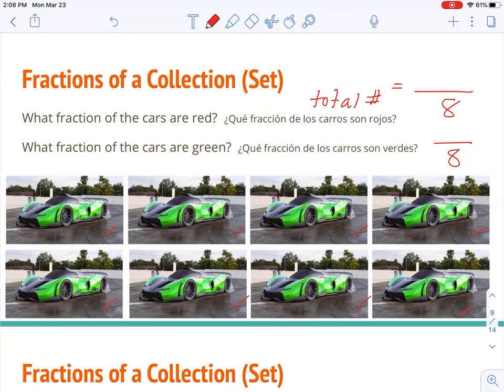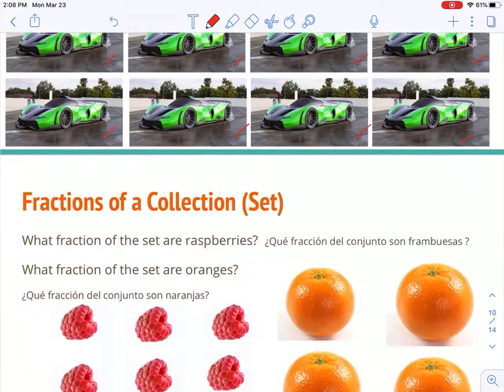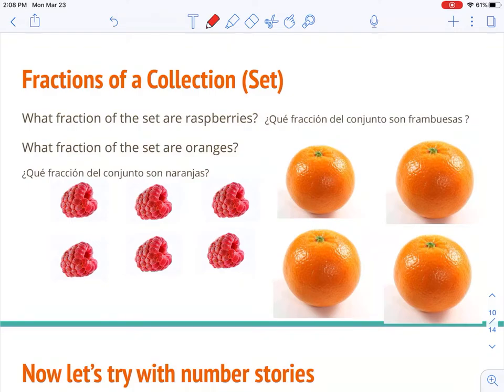Now, the first question is, what fraction of the cars are red? So how many red cars are there? 0. You're right. So 0/8 of the cars are red. How many of the cars are green? All of them, which is 8. So 8/8 of the cars are green. Perfect.